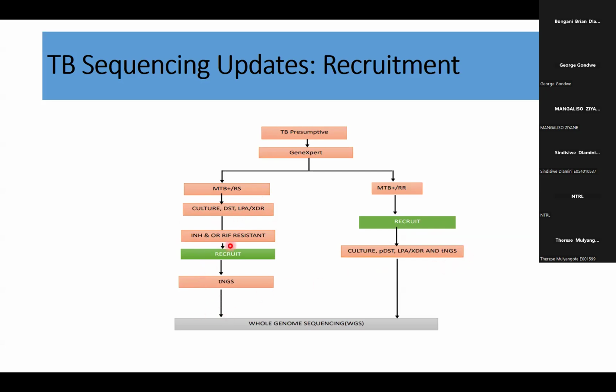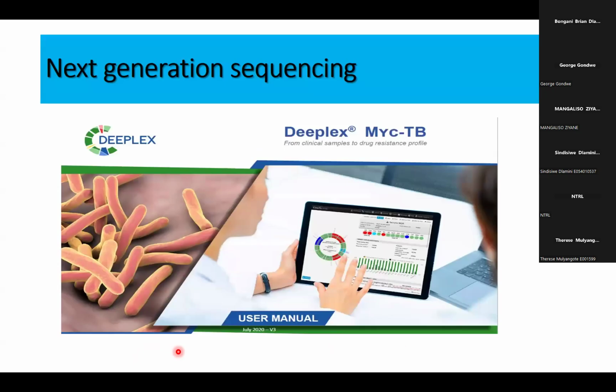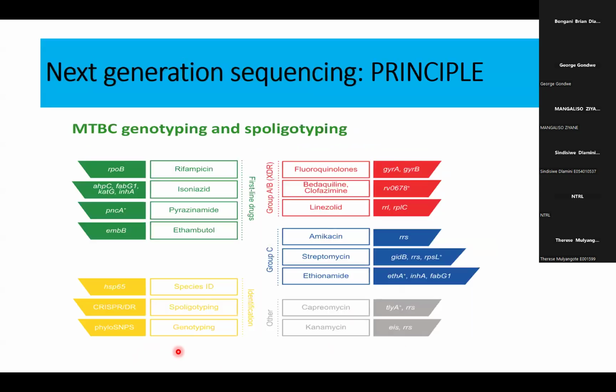Please note that for our program, we want to start with targeted sequencing. Then all those samples that qualify for targeted sequencing will have whole genome sequencing for surveillance purposes. So we always start with targeted sequencing. This is the kit that we are using, in the interest of time. So here is the kit, ladies and gentlemen.